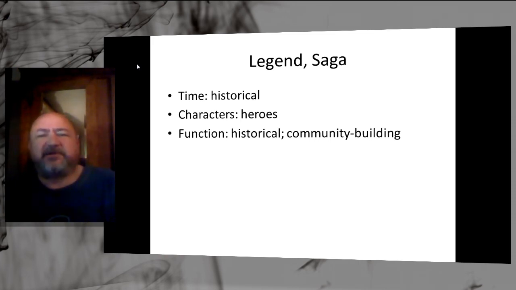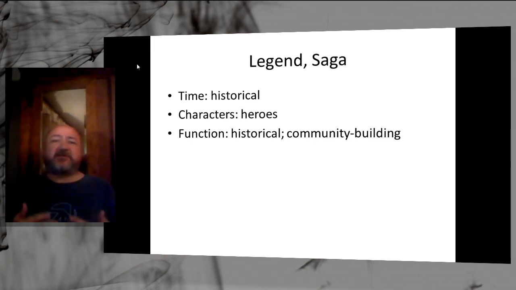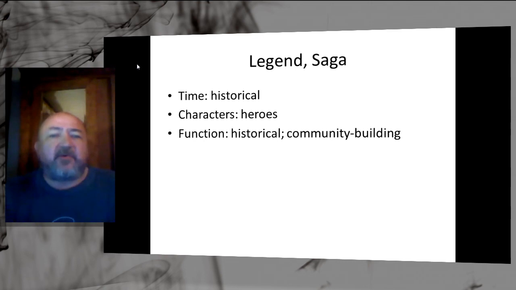"Who chopped down the cherry tree? I cannot tell a lie. I chopped it with my little hatchet." But it's a legend about George Washington. George Washington himself was an historical figure, just like Robert of Locksley himself was an historical figure. But this is a legend that develops around George Washington, creating an image of our first president as being a very honest and dutiful man and a man of integrity. So, our legends are set in a historical time period. They involve heroes, and they serve to build community.